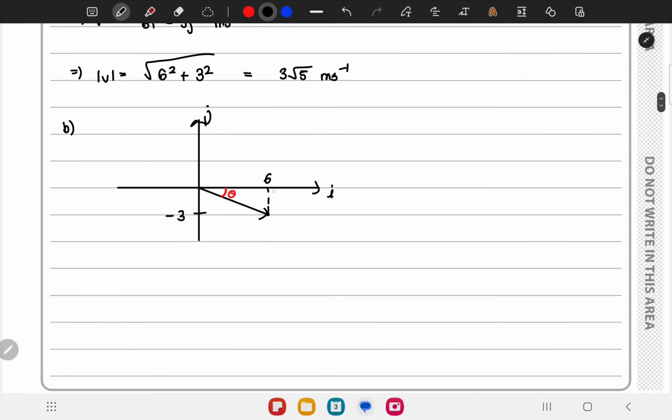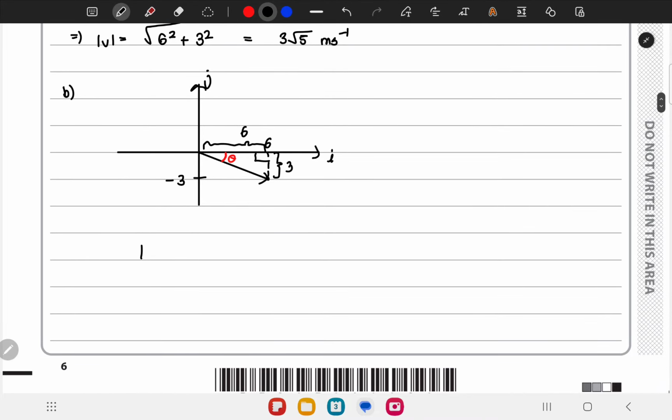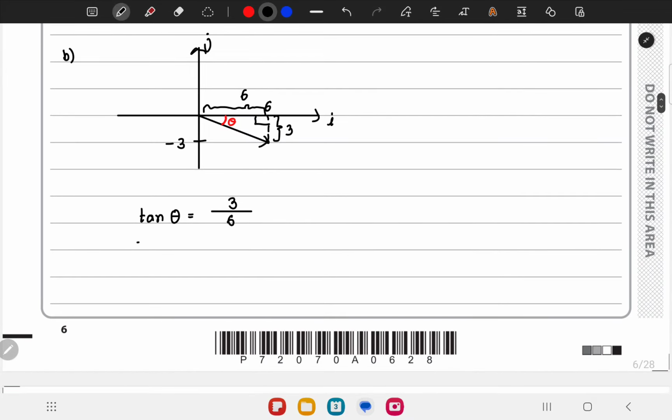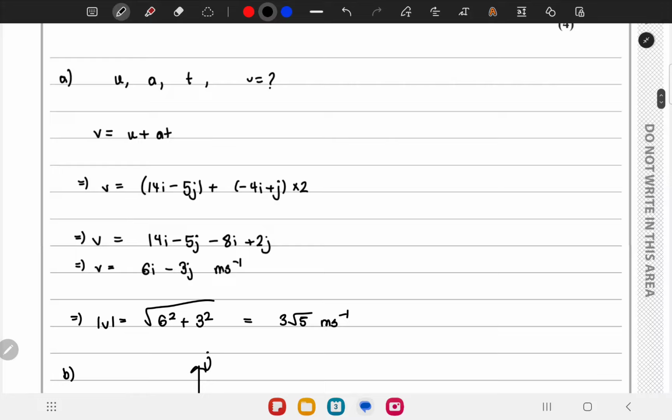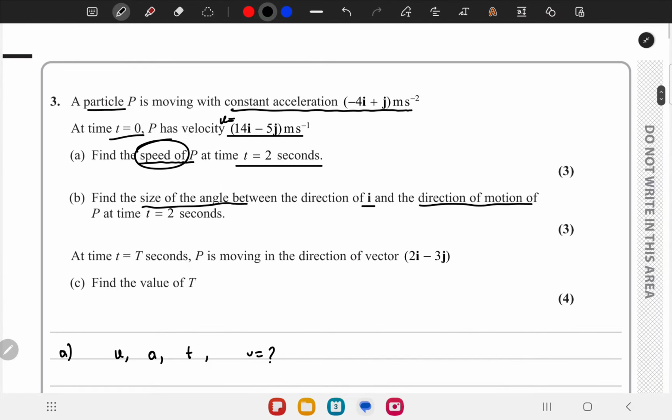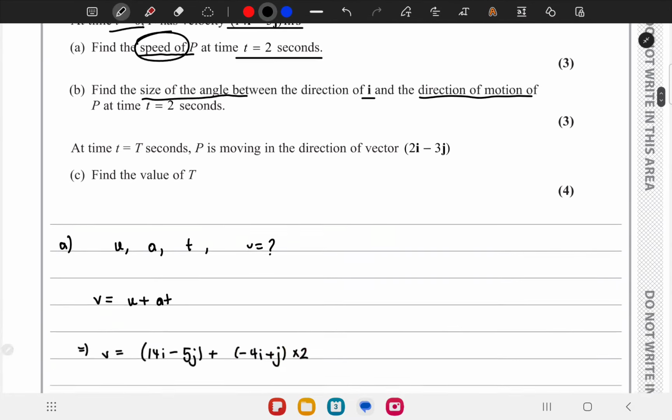Since we know that this distance over here is 3 and this is 6, and we know that this is a right angle, we can use tan theta equals to 3 by 6. So theta would be tan inverse 3 by 6 or tan inverse half. So the value of theta would be 26.6 degrees. We are not given how many SFs to give to, so 3 would be the safest.